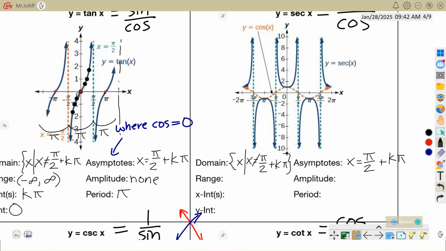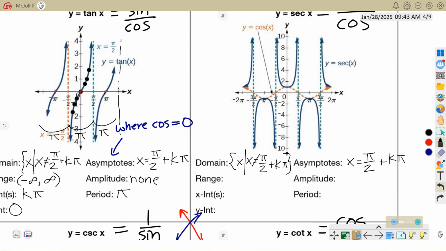So tan and secant have the same asymptotes because they have the same function in the denominator. Tan's denominator is cos, secant's denominator is cos. So we're going to get problems in the same spots.